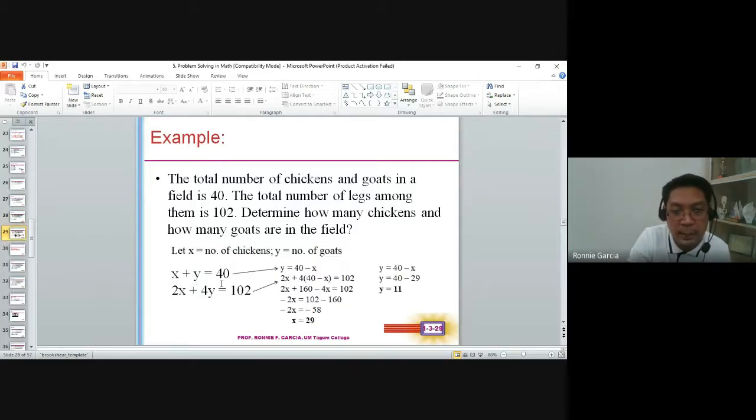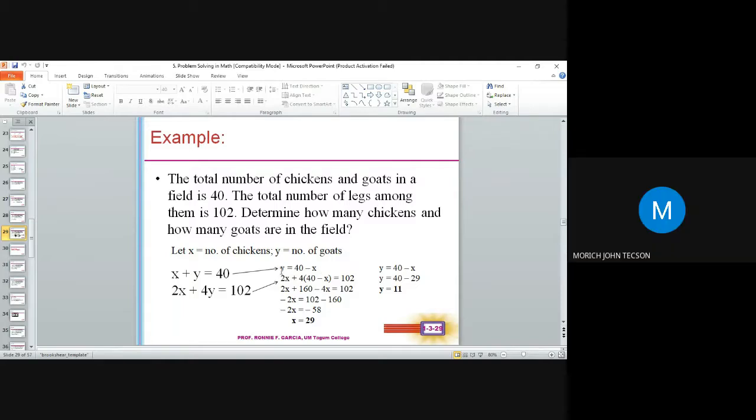So atong gihimo, kaning first equation nga x plus y is equal to 40, pwede nimo i-solve in terms of the value of y. So pwede nimo ibalhin ang x sa pikas. So ang mabilin diri, y na lang siya. Ibalhin nimo ang x sa pikas kay i-plug in nato ang value sa y sa second equation. Dili man pwede nga duha ka variables ang imuhang i-solve sa isa ka equation. So dapat isa lang ka variable. So kung y imong gusto nga mawala, i-solve nimo ang value sa y, ibalhin ang x sa pikas. Nakuha ninyo?